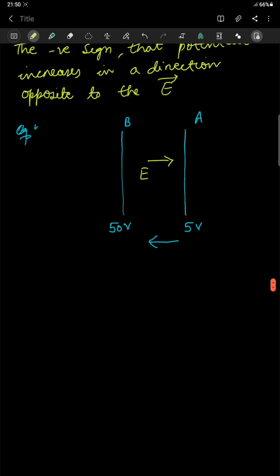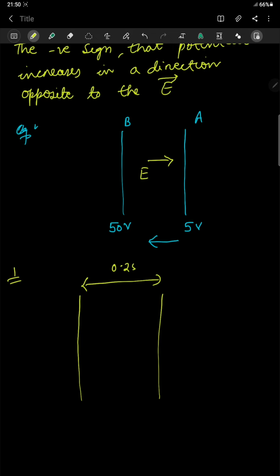Okay, let us do a problem. So it is given there are two plates. The distance between the two plates is given as 0.25 meter. So this is plate A, this is plate B. Okay, and the electric field is given in this direction. And your electric field mod, that means the magnitude of the electric field, is 20 unit.